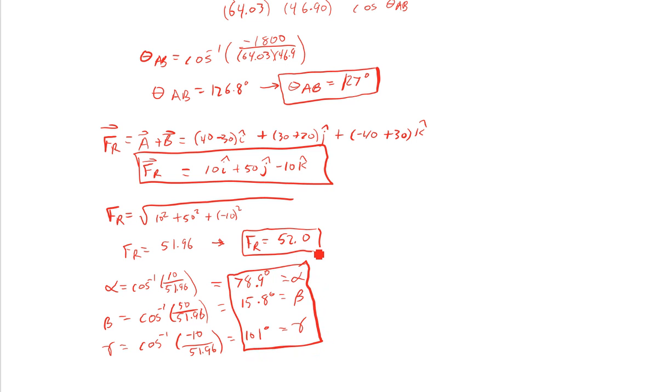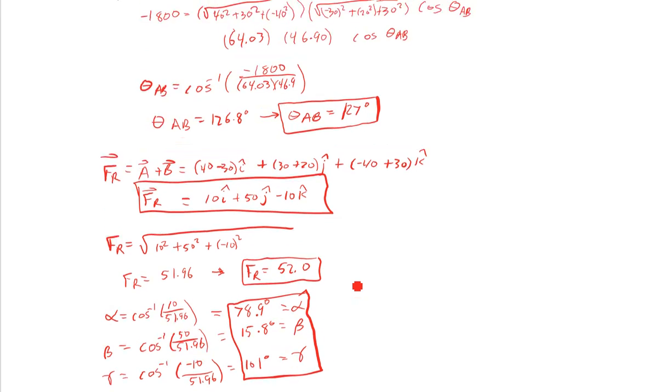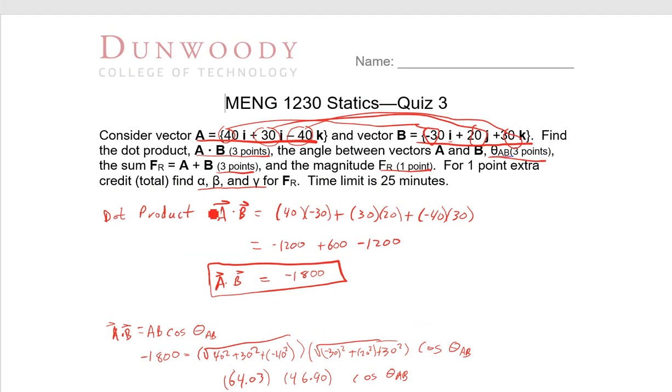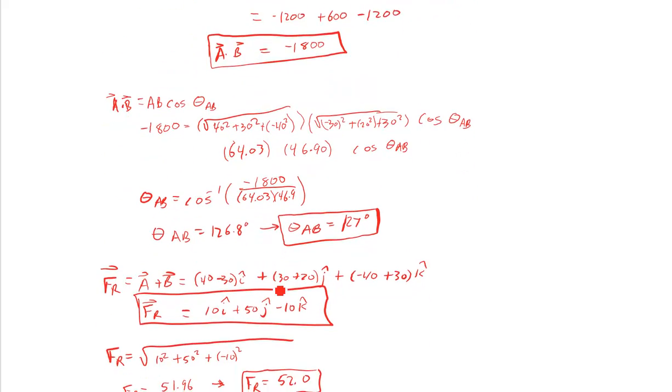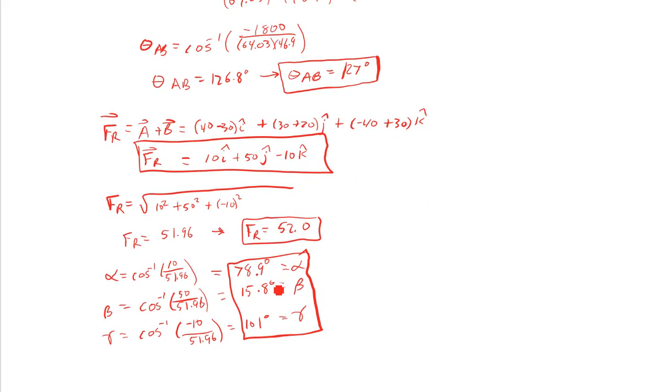And that was for extra credit. Just some practice doing our dot product, using that dot product to find an angle, a little vector addition, and resultant magnitude calculation.